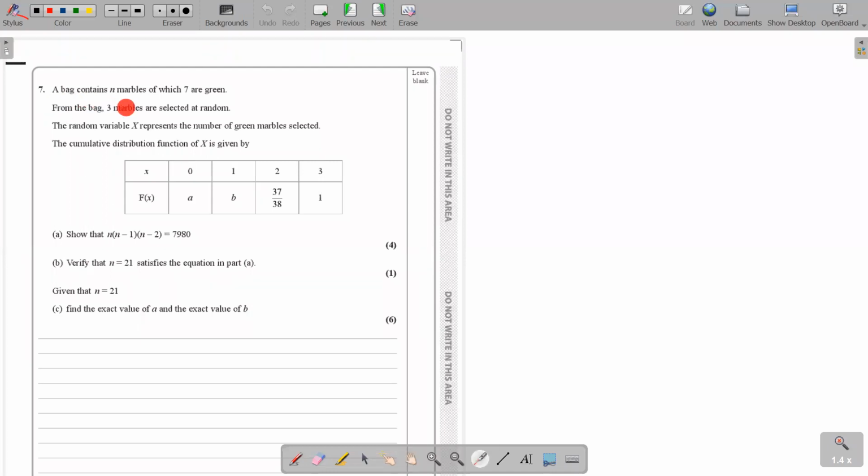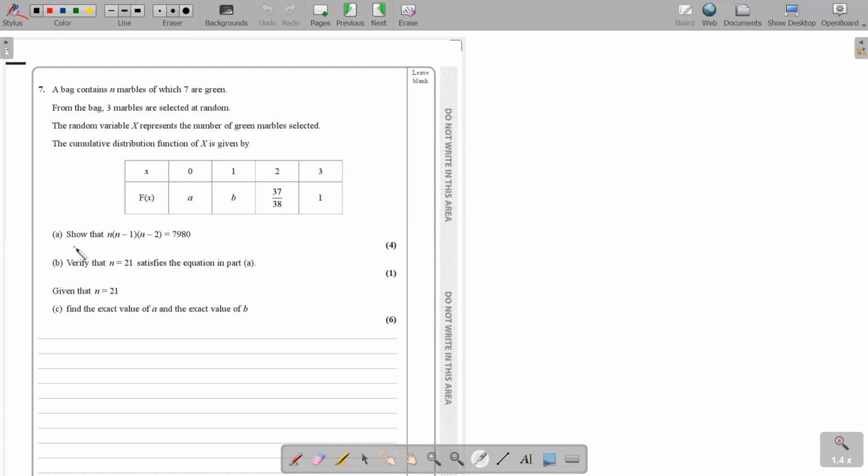Question number 7. A bag contains n marbles, of which 7 are green. From the bag, 3 marbles are selected at random. The random variable x represents the number of green marbles selected. The cumulative distribution function of x is given, so this is capital Fx. Cumulative means you add the previous probability. When x is 0, that is only x equals 0. But when x is 1, they add the probability of x equals 0 and x equals 1. In cumulative distribution functions, the final probability is definitely 1, because you add all the previous probabilities. They are asking you to show that n times n minus 1, n minus 2 is equal to this.